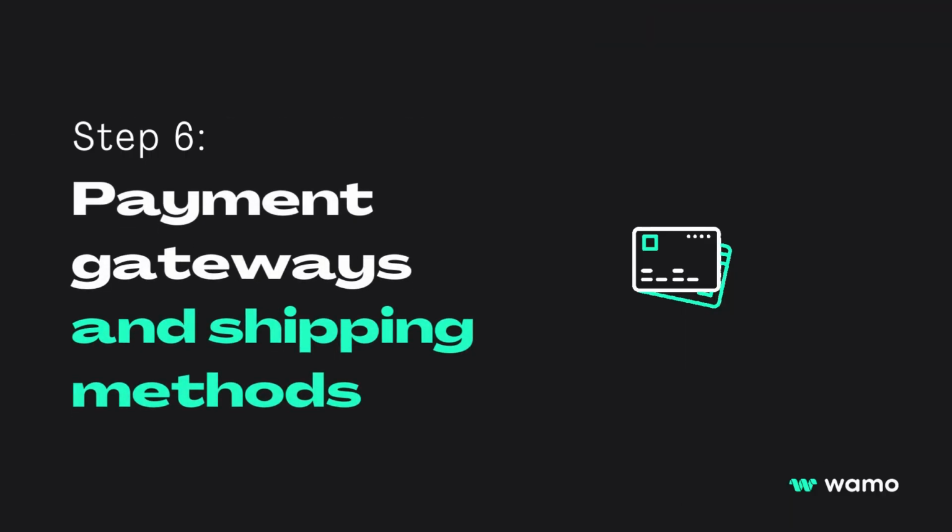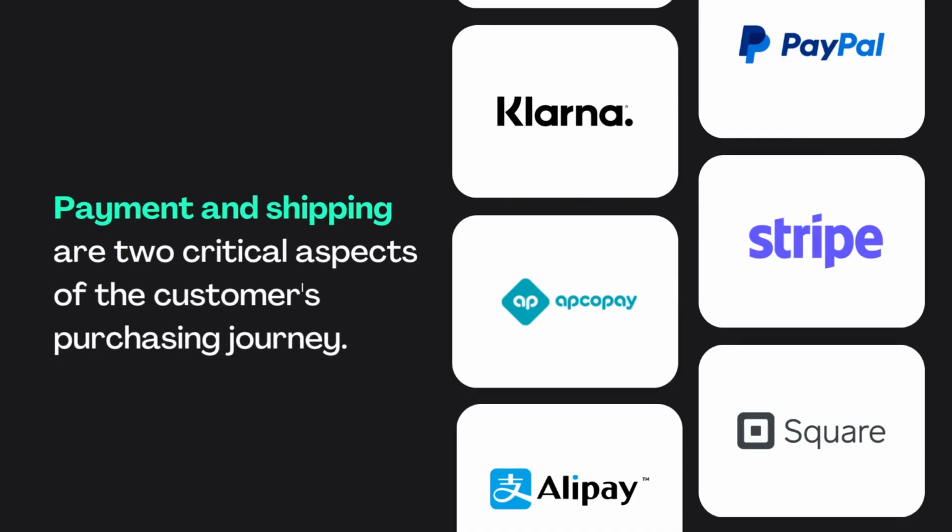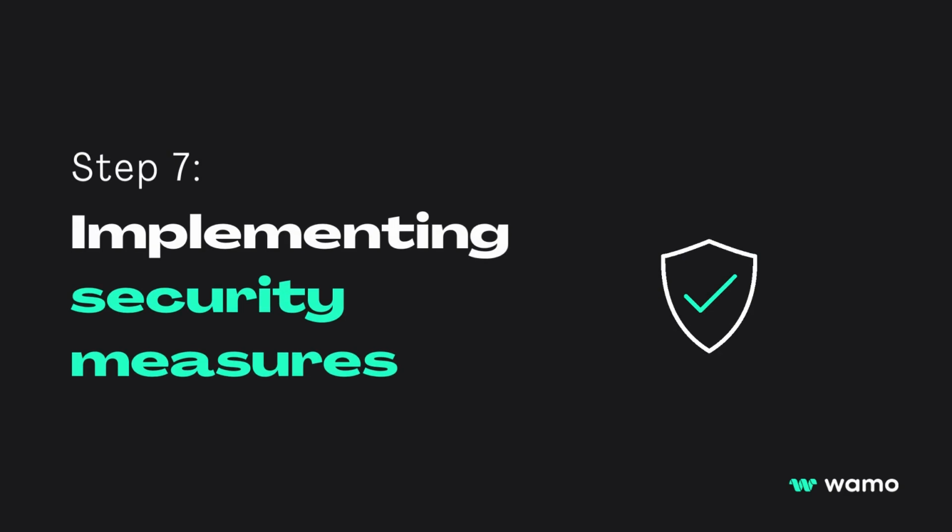Step 6. Establishing payment gateways and shipping methods. Payment and shipping are two critical aspects of the customer's purchasing journey. You want this process to be as smooth as possible. Set up multiple secure payment options like PayPal, Stripe, or Square, and offer transparent shipping methods to cater to a variety of customer preferences.